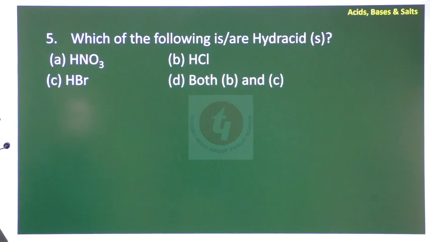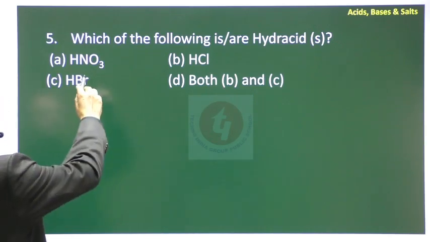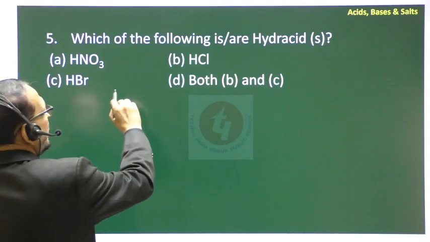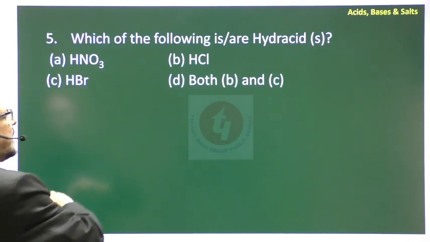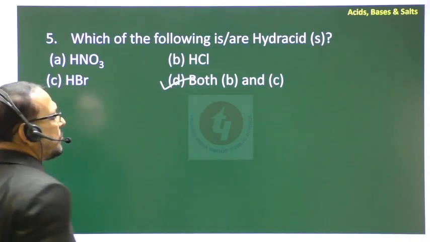Last question is, which of the following is a hydroacid? Is it a hydroacid? Is it an oxyacid? We know HNO3 contains oxygen, so it is an oxyacid. HCl is a hydroacid, HBr is a hydroacid. So the answer is both B and C.